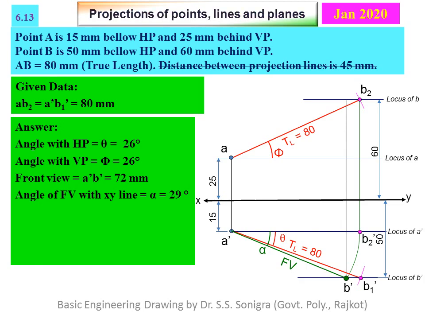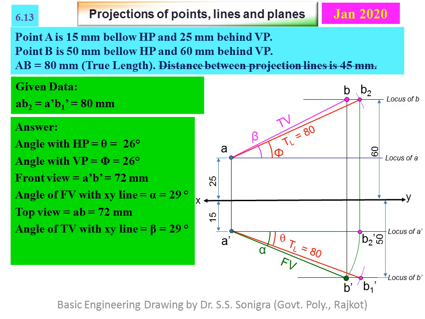Now from point B dash draw a straight vertical line that will cut locus of B at point B. Join A with B, that is top view, and measure the angle of this top view with XY line, and its length. Length of top view AB is equal to 72 millimeter, and angle beta will also be equal to 29 degree. So in this case, length of front view and length of top view both are same, that is 72 millimeter, and angle alpha and beta both are also same.